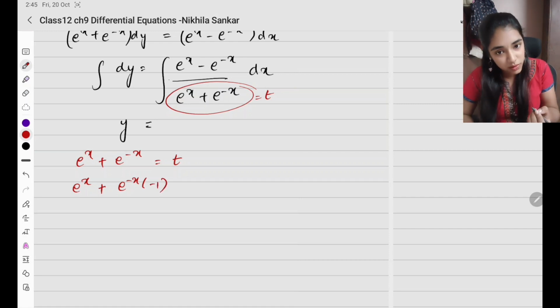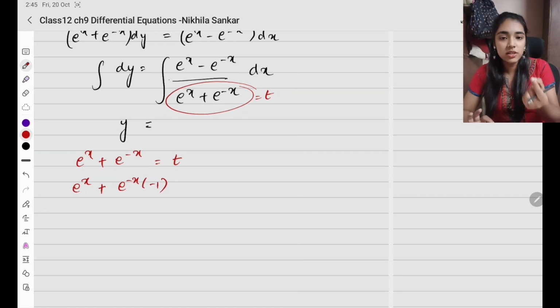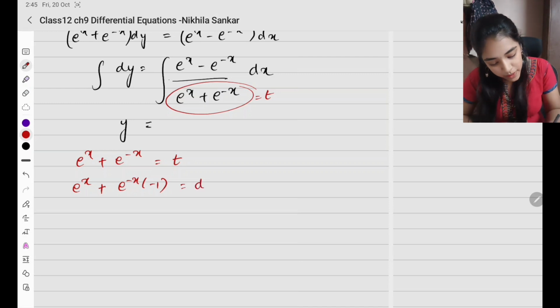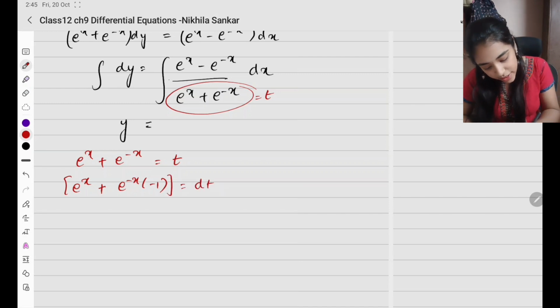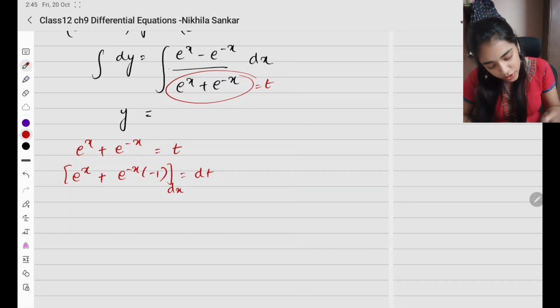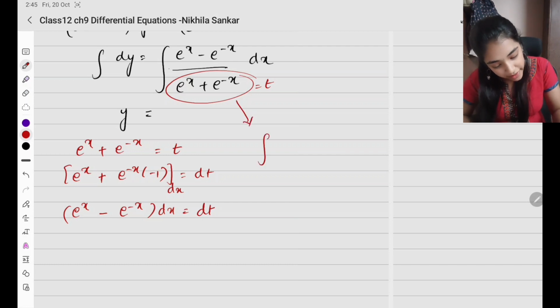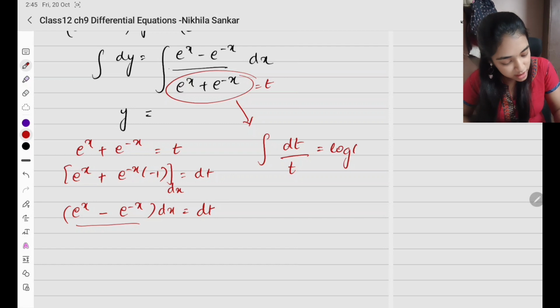Don't forget the minus 1. You have to differentiate the constant that is next to the x also. Equals, on this side dt, on this side you have dx. So when you simplify, you have e to the x minus e to the minus x times dx equals dt. So here, if I rewrite this, what do I get? I have integration of e to the x minus e to the minus x divided by the denominator. This is nothing but dt divided by t. So this is log of t.